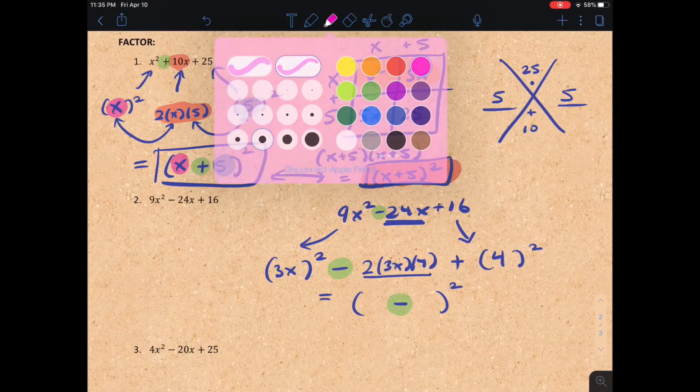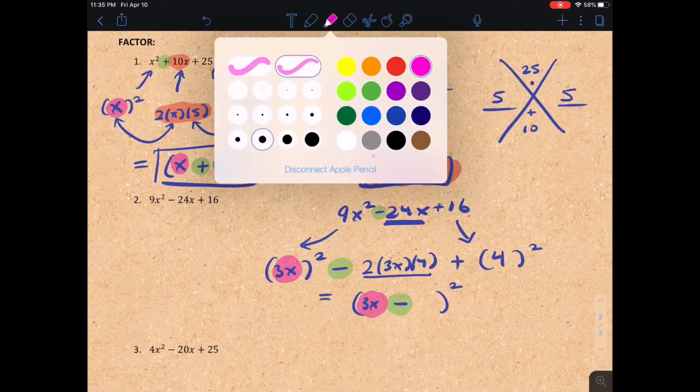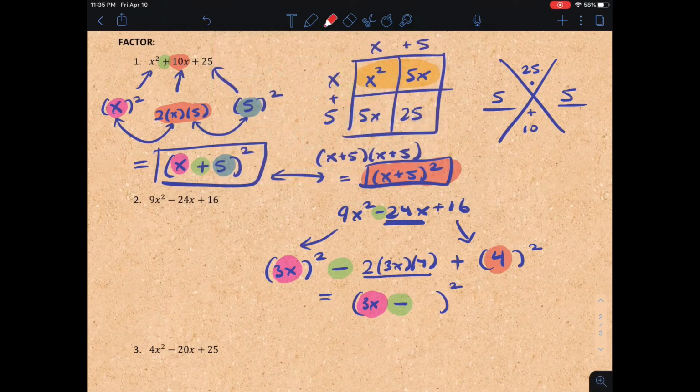I know that this 3x here is going to be the first term of my binomial. And then I know that this last term being squared, that 4 will be the second term of my binomial. And this is my final answer.